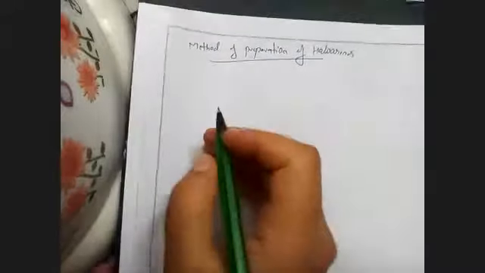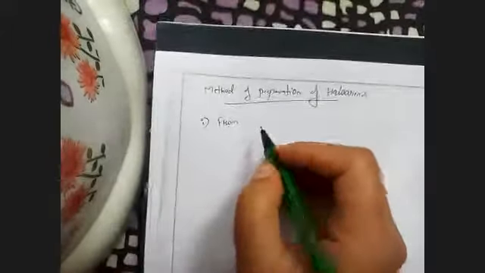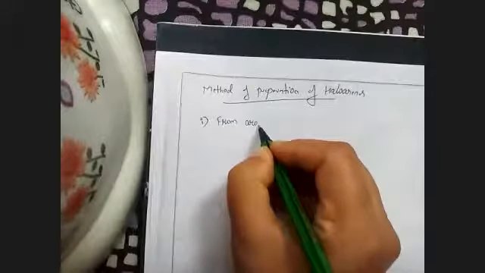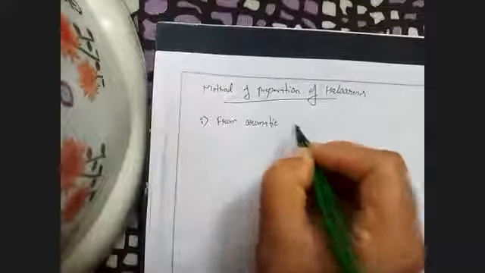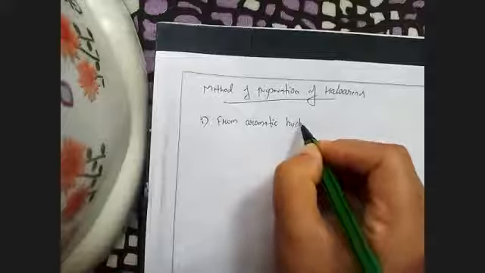As we know that the basic component of haloarenes is aromatic, that's why we directly take the aromatic compounds, aromatic hydrocarbons. From that we can easily attach one halogen, so it will easily form haloarenes. So let us prepare that. The first one is we are preparing it from aromatic hydrocarbon.